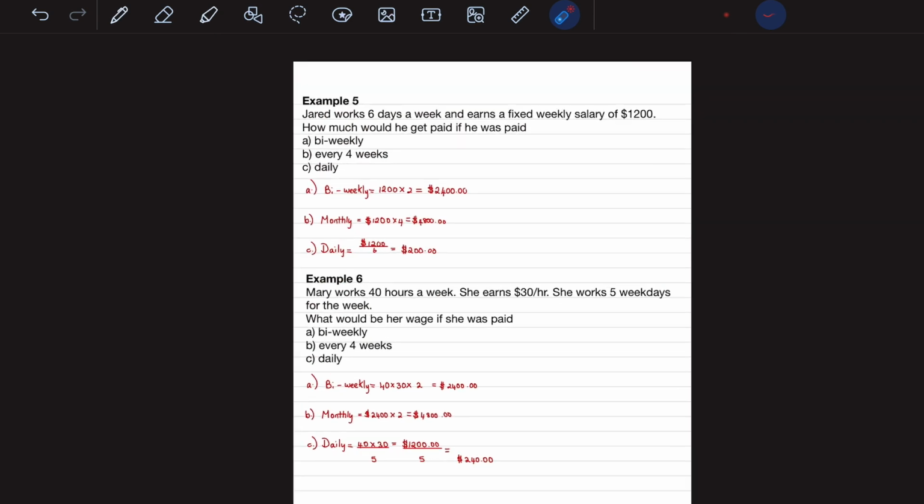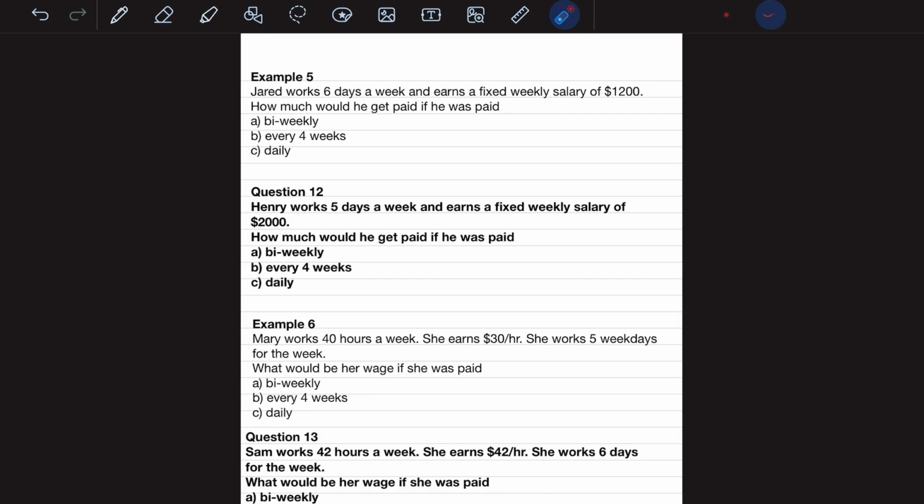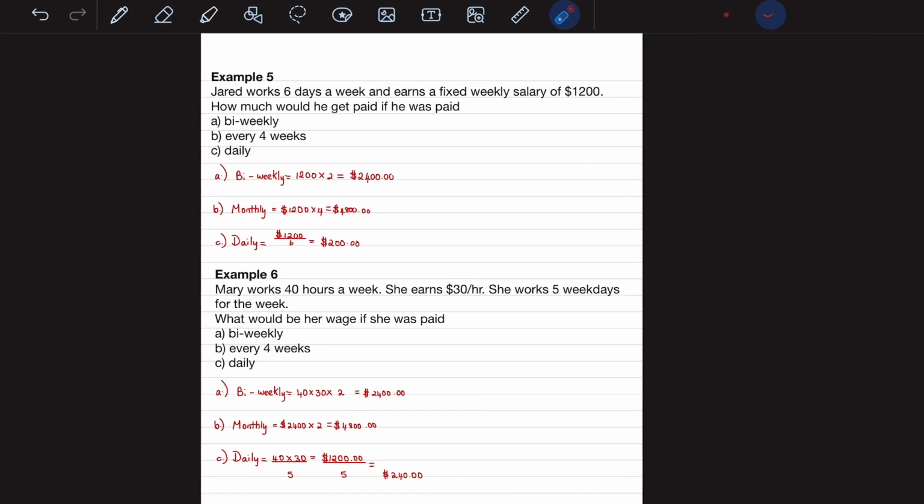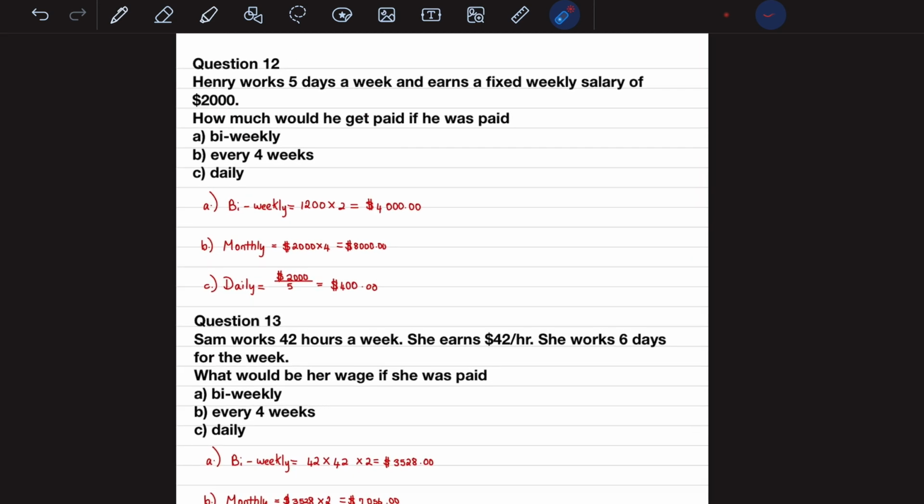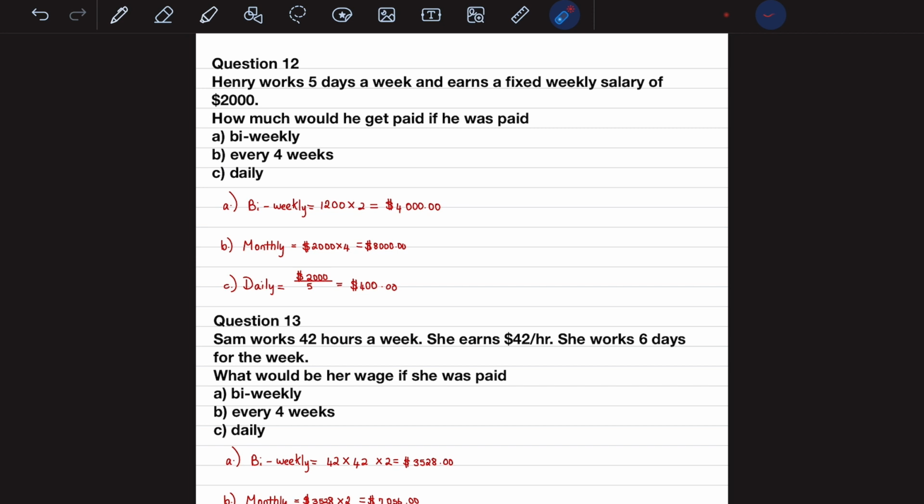Alright, so let's continue. So I'm going to give you a chance again. If you got example 5 or question 12 wrong, you can try over example 6 and question 13. Right, now that that's completed, let's correct. Again, these are fairly simple and straightforward, so I will allow you to take it down if you need to.